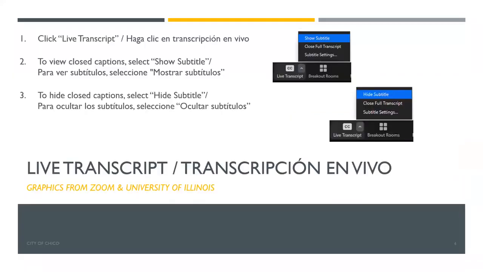Next slide, please. If you are deaf or hard of hearing or prefer to read closed captions, we have enabled Zoom's live transcript feature. To view the closed captions, first, you'll click Live Transcript at the bottom of your screen. Then you'll click the caret and select Show Subtitle. If you would like to hide the closed captions, you'll click Live Transcript at the bottom of your screen, click the caret, and then select Hide Subtitle.